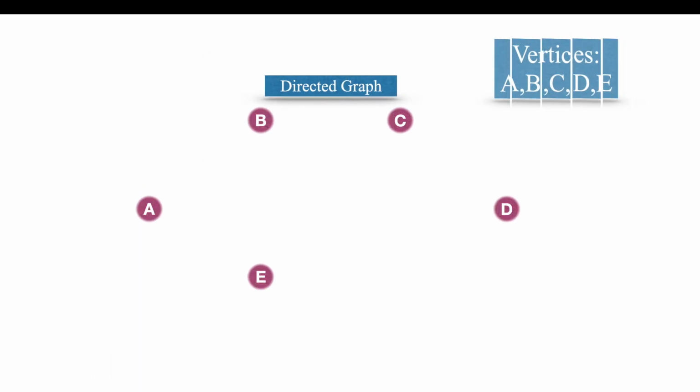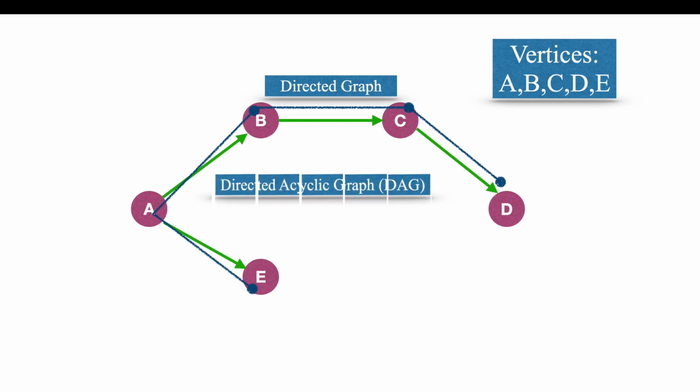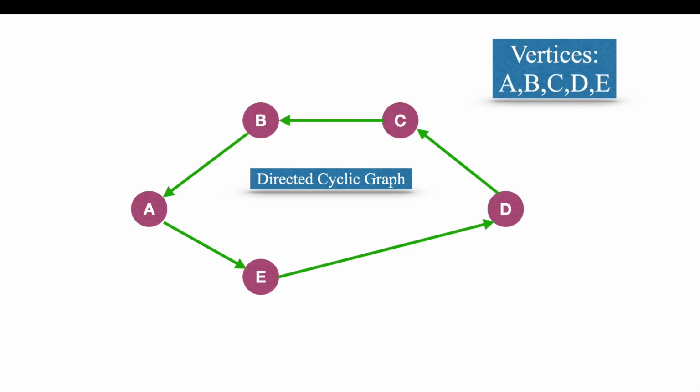Let's move on to directed graph. In a directed graph, each vertex is connected through a directed edge so that you can traverse in a specific direction. This directed graph doesn't have any cycle, so we call it a directed acyclic graph. We can also have a directed cyclic graph where vertices are connected through directed edges but a cycle exists.